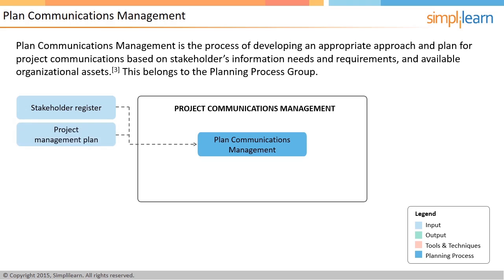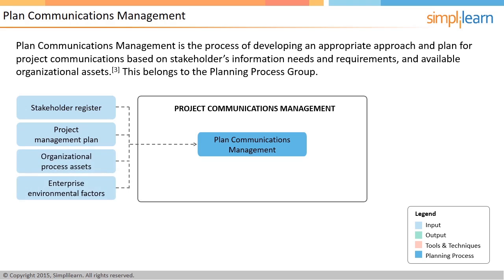The project management plan has information about a large number of the project's requirements, and the stakeholders who need to receive communication of various kinds are therefore a critical input to this process. In addition to these two, organizational process assets and enterprise environmental factors are also inputs to this process. Many organizations have standard templates to prepare the communications management plan, which are part of the organizational process assets and enterprise environmental factors.